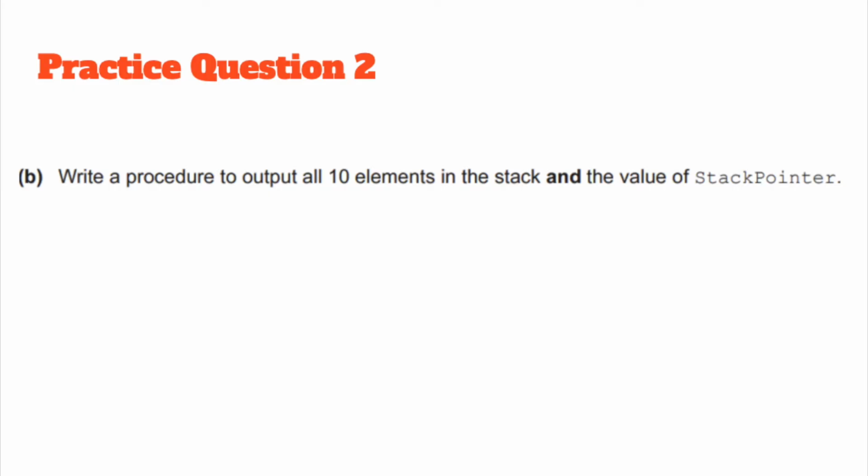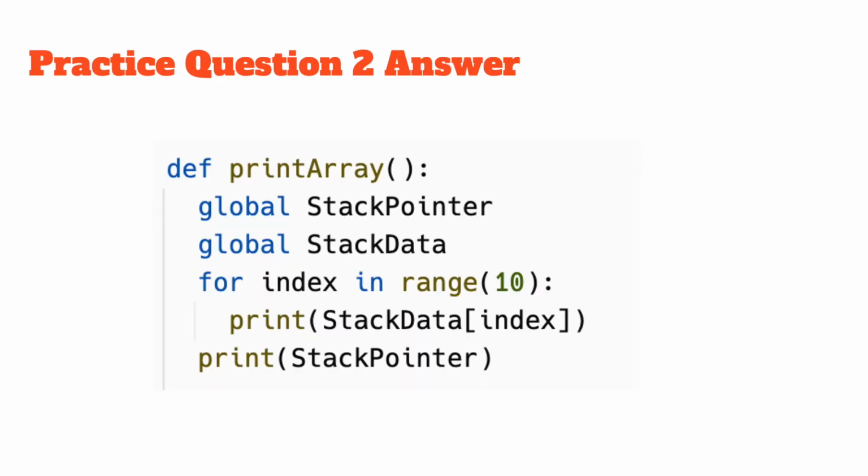Pause the video and have a go. Just remember the keyword procedure. So this is basically a function that you're going to write in Python. Okay, you should have something like this. Print array function. You got your global stack pointer, your global stack data. For index in range 10, print stack data index. And finally, outside the loop, you're just going to print stack pointer.